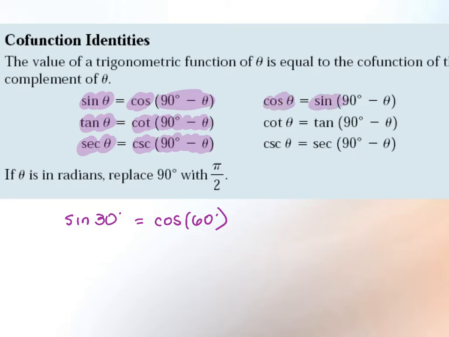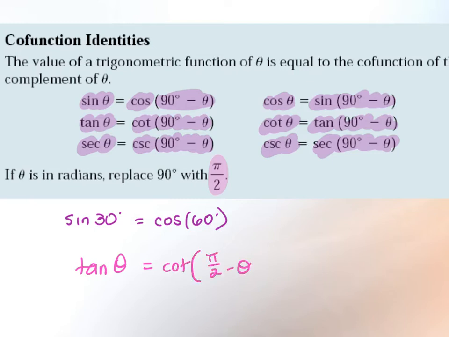And those are inverted, obviously, because cosine would equal the sine of its complement. Cotangent would equal the tangent of its complement. And then cosecant of an angle would equal the secant of its complement. Those are all given in degrees. Remember that radians would use pi over 2. So if I wanted to know the same value of tangent theta when it's in radians, then I would do the cotangent of pi over 2 minus theta.